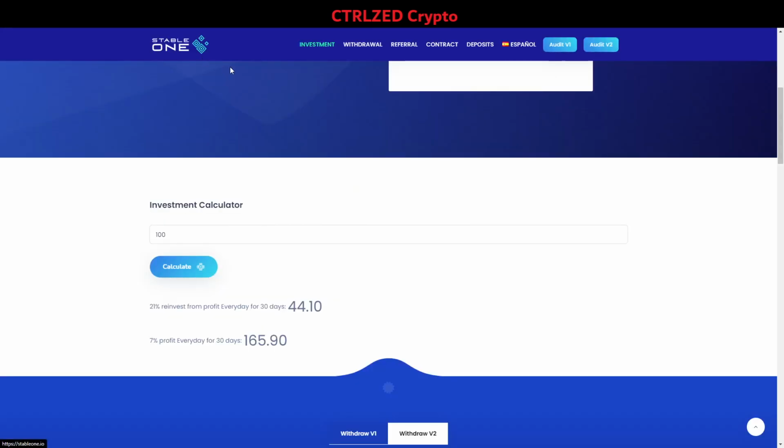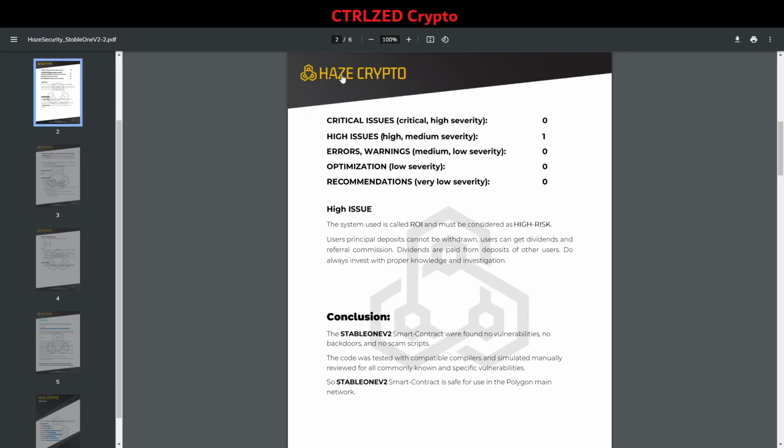And actually, let's talk about how you identify these ROI apps. The easiest way is to look at the security, the audit trail. This is the audit trail for Stable One, audited by Hayes Crypto. You can see one high issue here, and that high issue is it's an ROI app. And if you read the description, users' principals cannot be withdrawn. Users get dividends and referral commissions. Dividends are paid from deposits of other users. So 100% this is saying, hey, this is a Ponzi scheme.